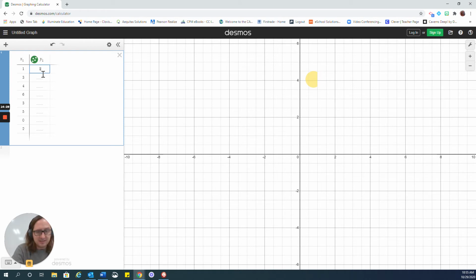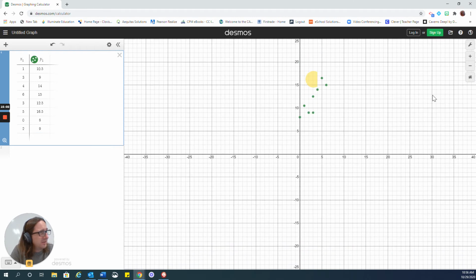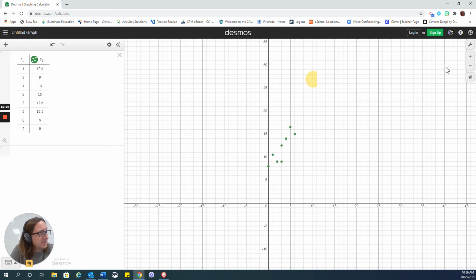And now the price, we got $10.50, $9, $14, $15, $12.50, $16.50, $8, and $9. Let's make sure that I typed them in correctly. 10.5, 9, 14, 15, 12.5, 16.5, 8, 9. Sweet, everything's there. All right, so there's our data points.